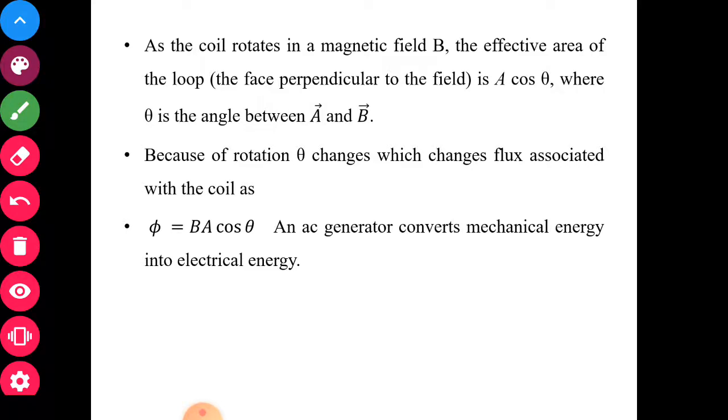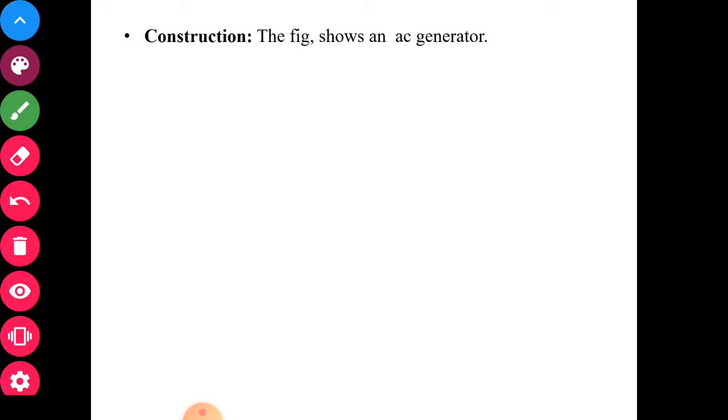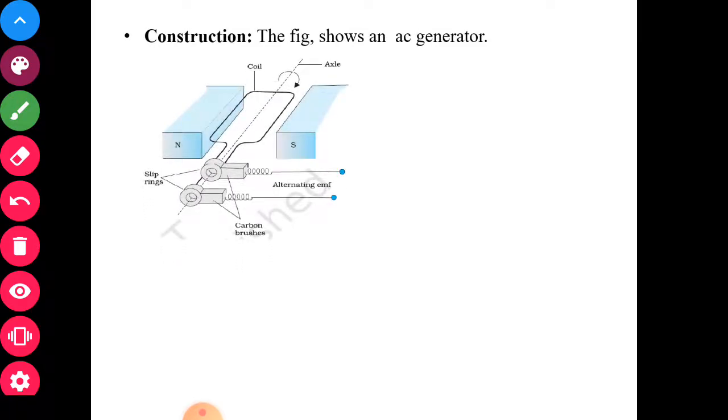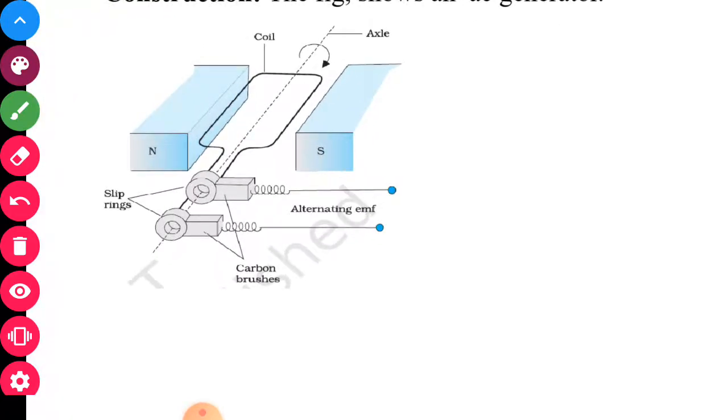An AC generator converts mechanical energy into electrical energy. You have to rotate the coil, otherwise on its own it is not producing the electromotive force. Okay. Now this is the construction which I tried to explain. You must have studied this in your 10th standard also.